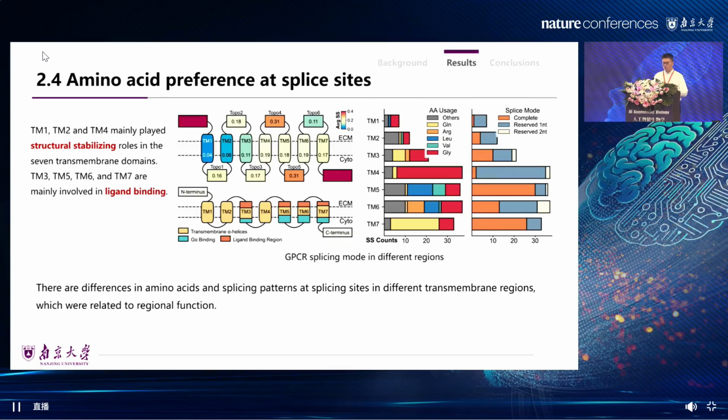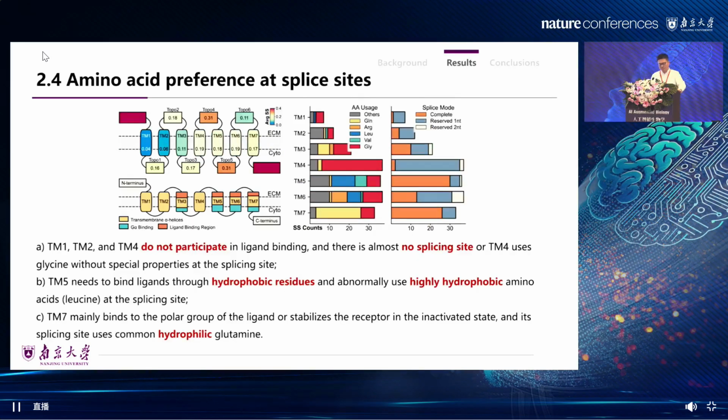We chose the GPCR as an example. The GPCR has seven transmembrane domains. We find there are differences in amino acids and splice patterns at different transmembrane regions.